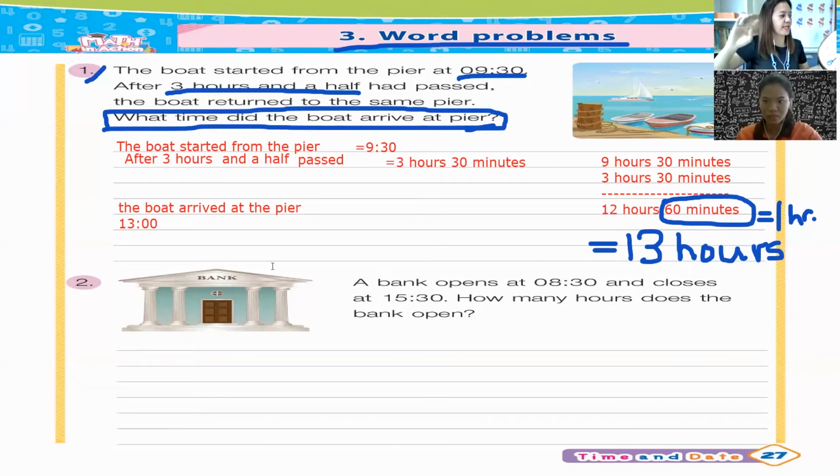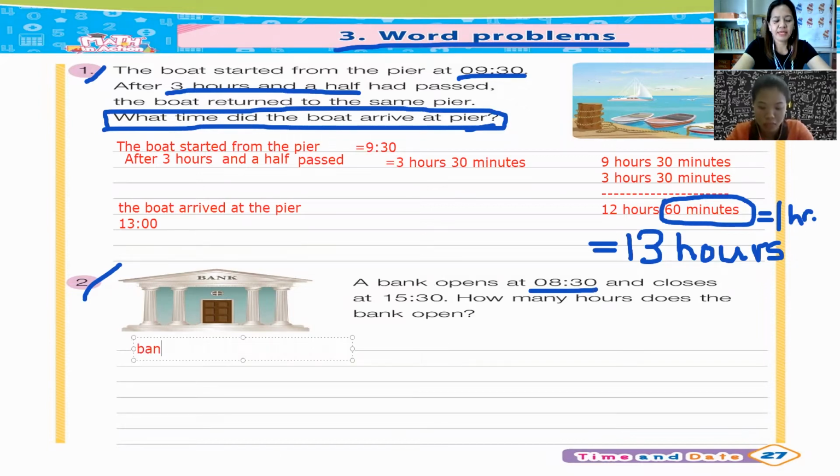Okay, so it's still confusing. I know, I understand. So that's why we're going to number 2. So maybe this time it will be much easier. Let's try number 2. So I will read it and let me know if I need to underline any important details, okay? A bank opens at 8:30. So maybe while we are reading, we should also write. Okay, bank opens 8:30.